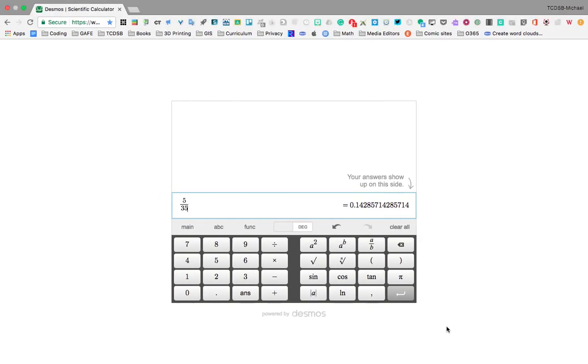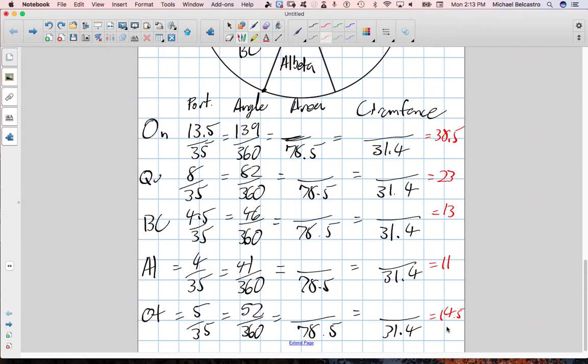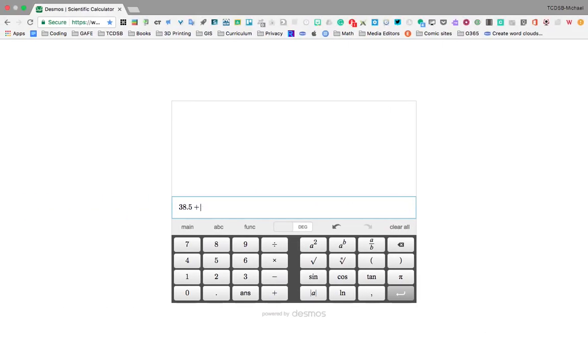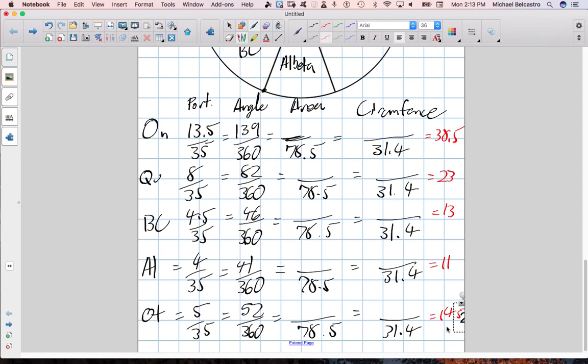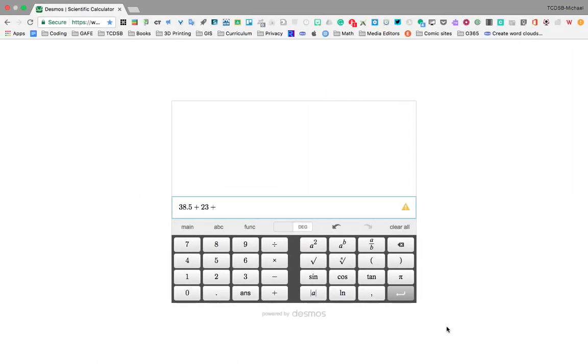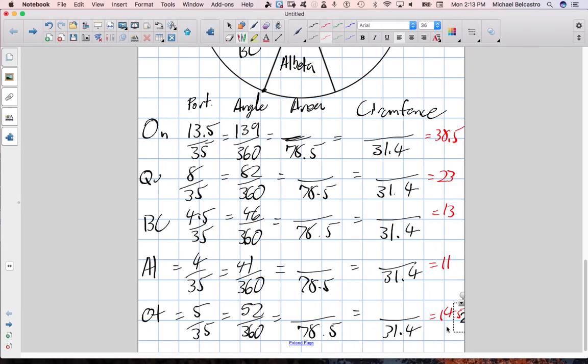Let's add them all up to make sure they work. Again, you could be far more accurate when you go through this. 38.5 plus 23 plus 13 and 11, plus, what did I say, 14.5? Hey, perfect, 100. And we need the percentages to always add up to 100%, so that worked out really well for us. Okay, so it works out at 100.